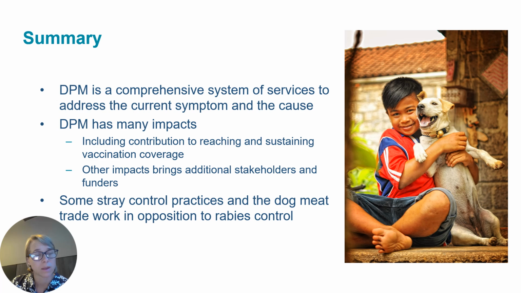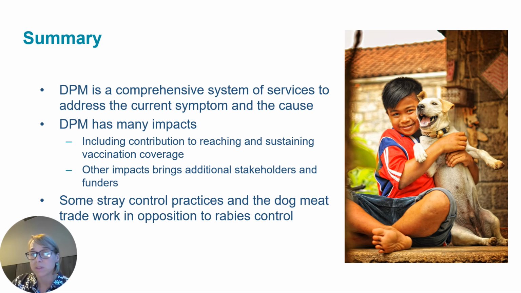So in summary, DPM is a comprehensive and permanent system of services that mitigates the risks of the current free-roaming population, but it also works to stem the source of future free-roaming dogs. DPM has many impacts, including its contribution to rabies control, most clearly through its support of reaching and sustaining vaccination coverage, and not through its impact on dog density. But it also has many other beneficial impacts.